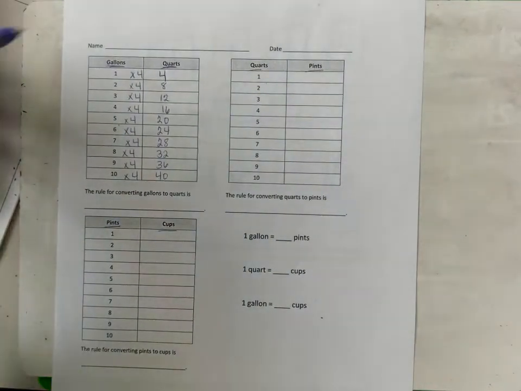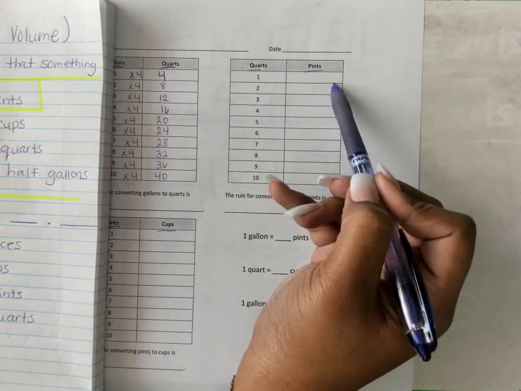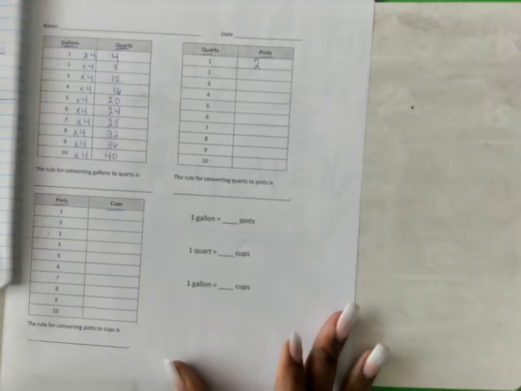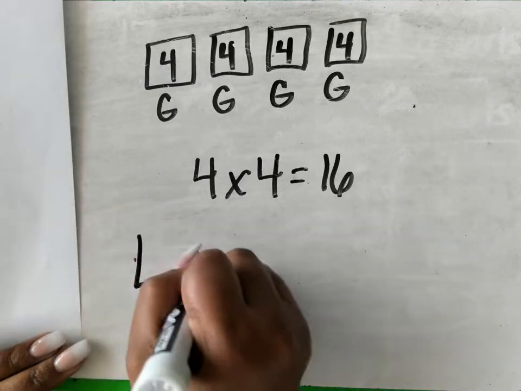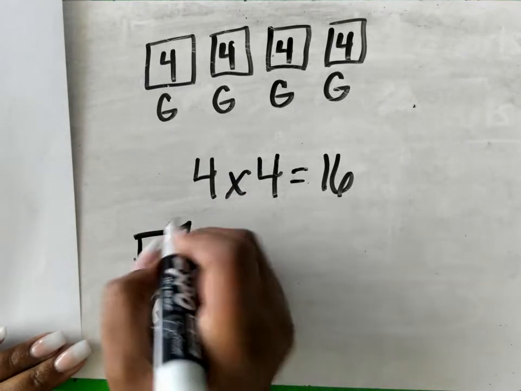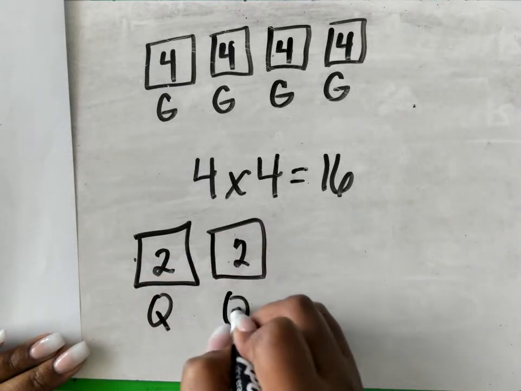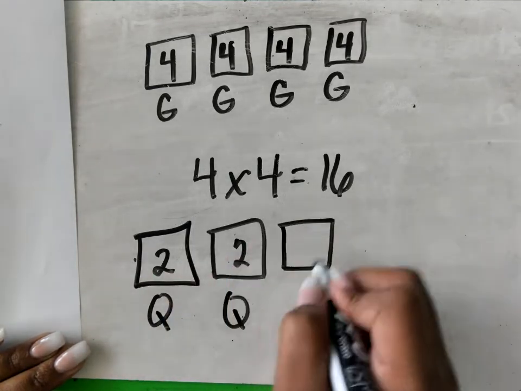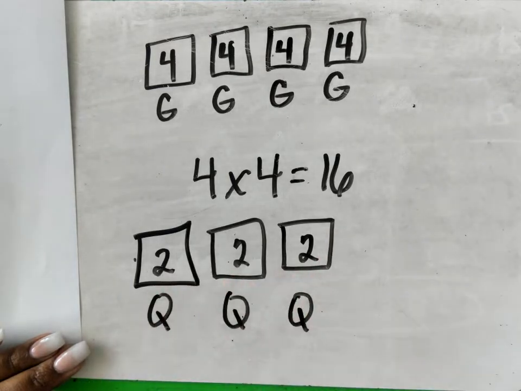Now, what you're going to do, if you haven't done so already, is your quarts to pints. I am trying to figure out, for 1 quart, how many pints do I have? Well, it's right here. 1 quart is the same as 2 pints. If you want to draw a picture to help you, this is a quart, and it's the same as 2 pints. Another quart, I have 2 more pints, so I have 4 pints. 2 quarts is the same as 4 pints. Another quart, I'm adding 2 more pints. 2, 4, I have 6 pints.